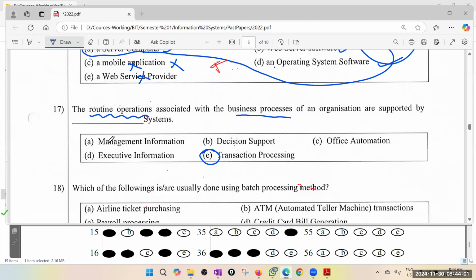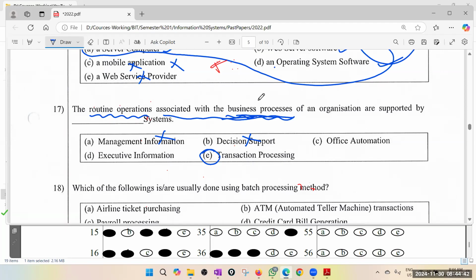Let's read the other answers because multiple answers are possible. Management information system is not for supporting routine operations. That is for decision making, planning. Decision support is for when you are into a special decision. That is not routine operations. Office automation, it's a debatable answer. Office automation is when you want to automate office communication, document management, and so on. That is also sort of a routine operation, but it has nothing to do with the business process. Right? It says associated with the business process.